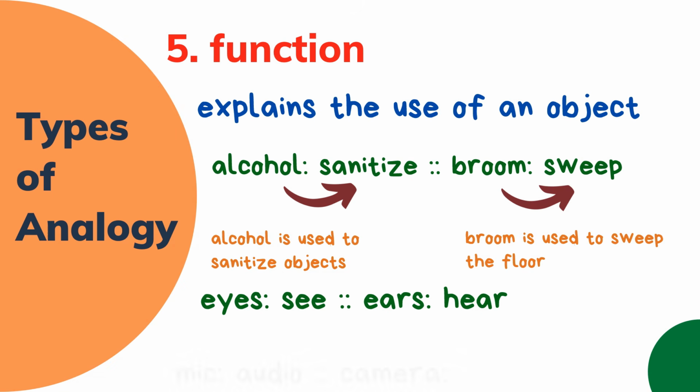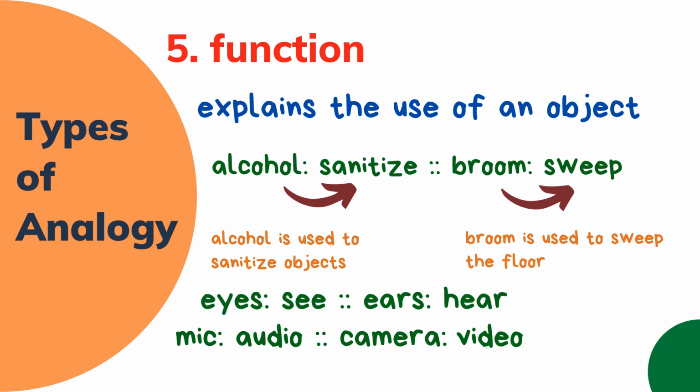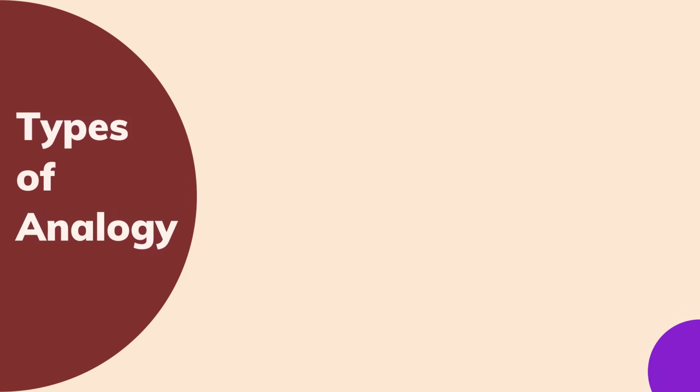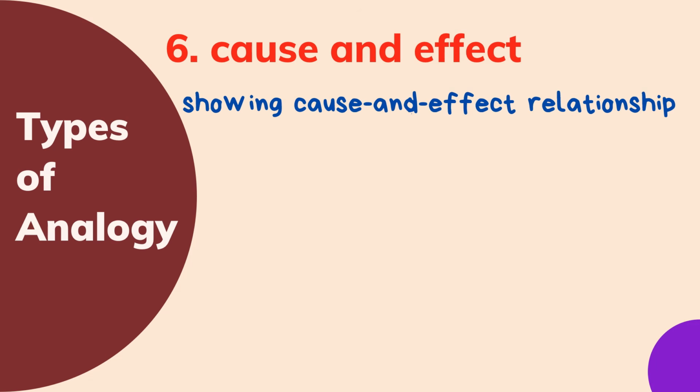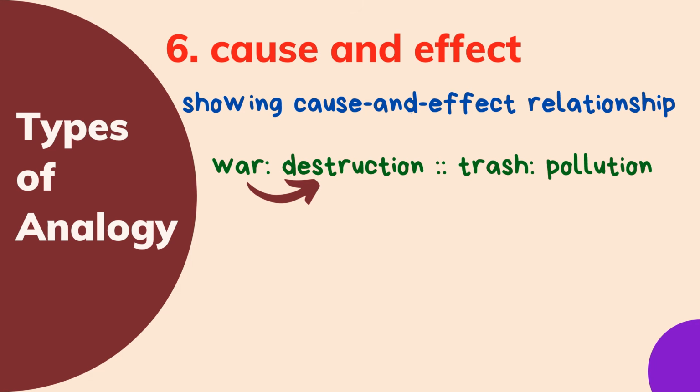Here are other examples. Eyes is to see, as ears is to hear. How about mic is to audio, as camera is to... That's right, video. The sixth type of analogy is the cause and effect, just like our example earlier. Cause and effect shows cause and effect relationship.